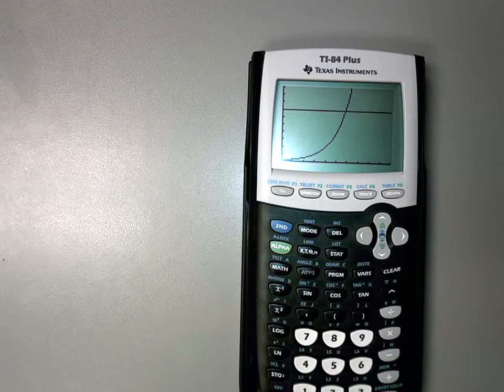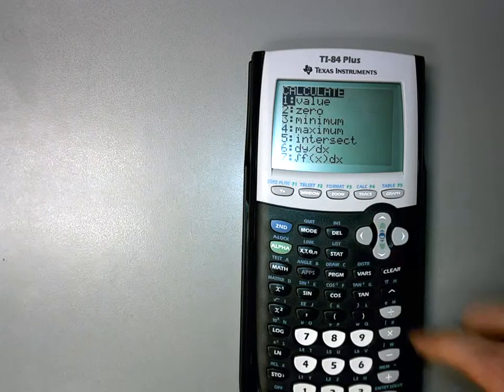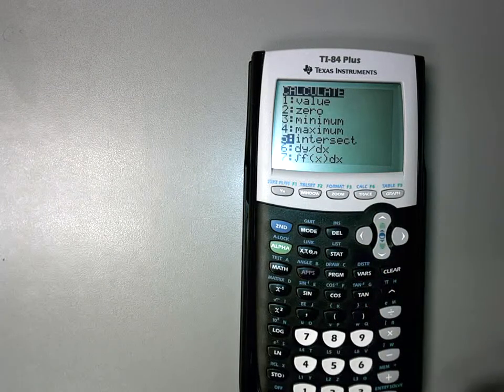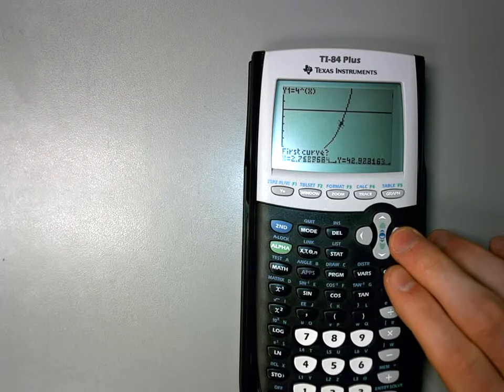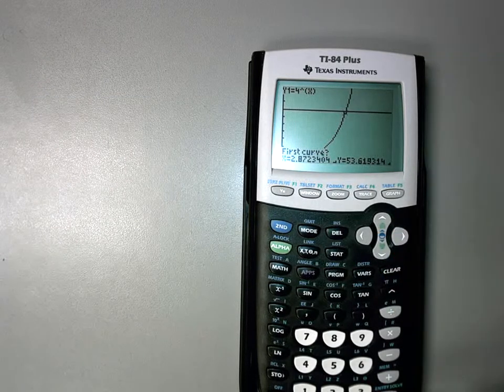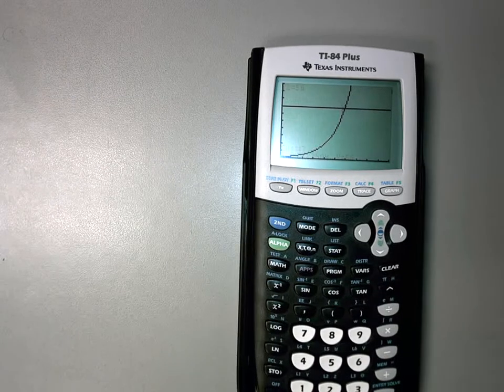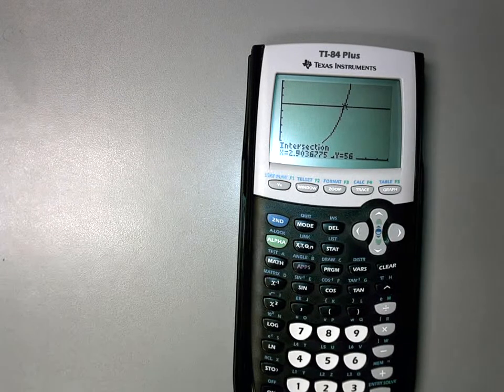To confirm that that intersection really is 2.904 and 56, we go to Second, Calc, and then choose option 5, which is intersect. And then you'll be asked where the first curve and second curve intersect. Go as close as you can to the intersection point. Hit enter 3 times. And then you can see right there the intersection is 2.903 and then 56, which confirms our answers that we had.